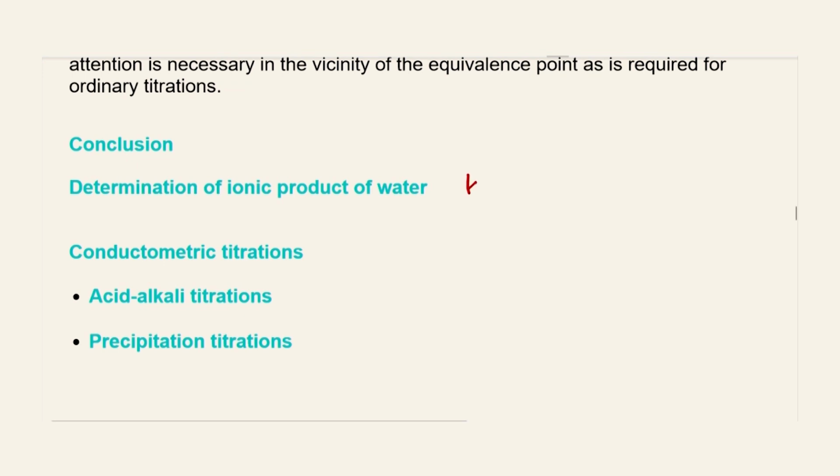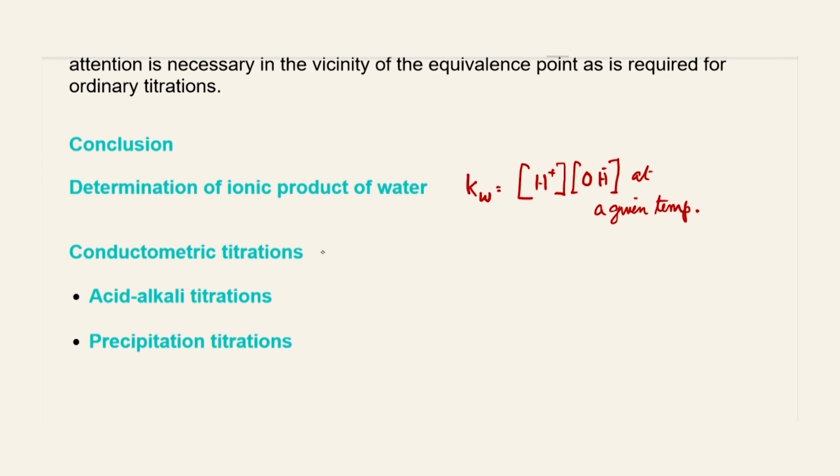Now, to conclude, let us just brief the points. That is, first we have been determining ionic product of water, and ionic product of water Kw is equal to the product of molar ionic concentration of H plus ions and molar ionic concentration of OH minus, and it is temperature dependent. At a given temperature, temperature should be constant. Next, that is from Kohlrausch's law.